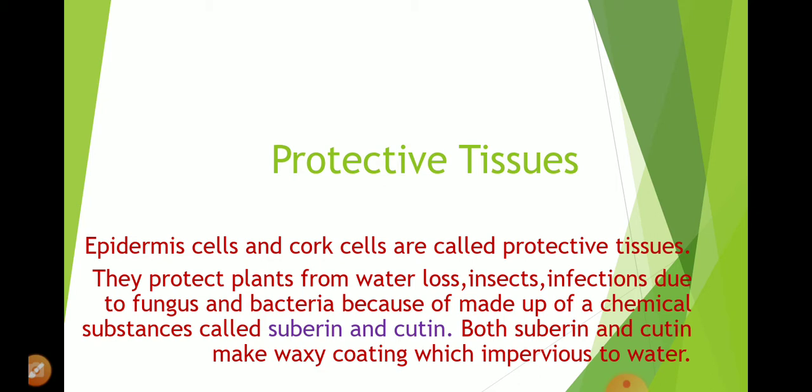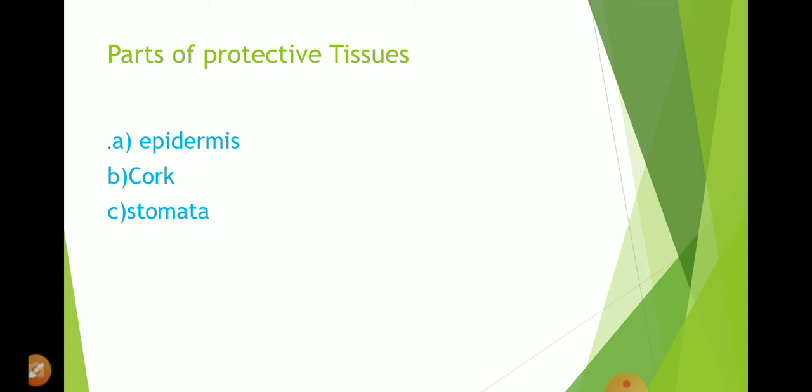There are chemicals called suberin and cutin. Suberin and cutin are chemical substances which provide a waxy coating, and this waxy coating is tough to infect or destroy by microorganisms, and it is equally helpful to prevent water loss. So the parts of protective tissue which provide protection are epidermis and cork cells.